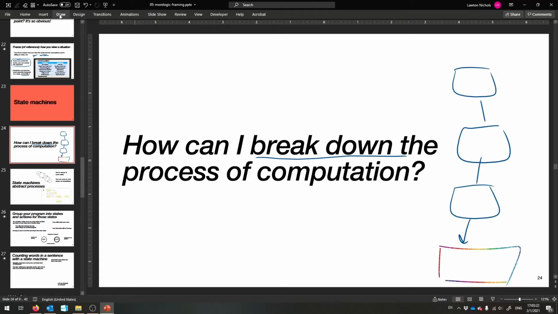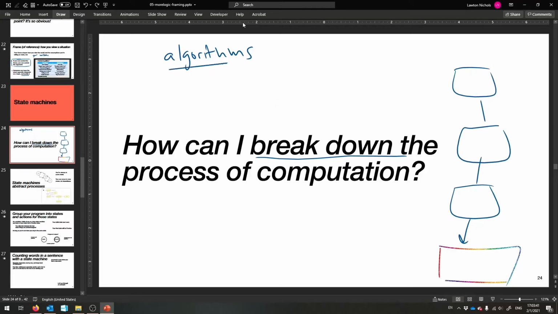How can we do this? How can we break down the process of computation? The word algorithms comes to mind. That's essentially what I'm trying to give you, an algorithm for breaking down things. An algorithm is breaking down something. That's giving a step-by-step way of doing things.